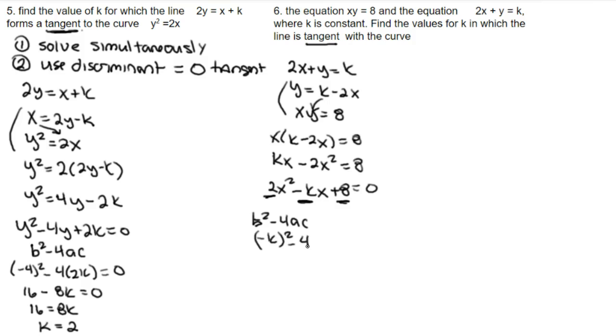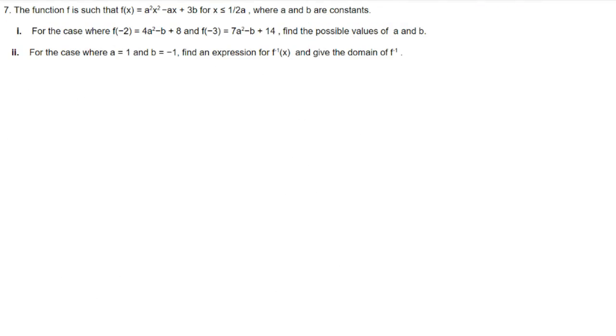And once again, I'm talking about tangent. And so the discriminant's going to have to equal 0. It's got nothing to do with the fact that it was equal to 0 before. It's because the tangent is going to be equal to 0 with the discriminant. So all I've got to do now is solve this. And then I'm going to find out that k is plus or minus 8.